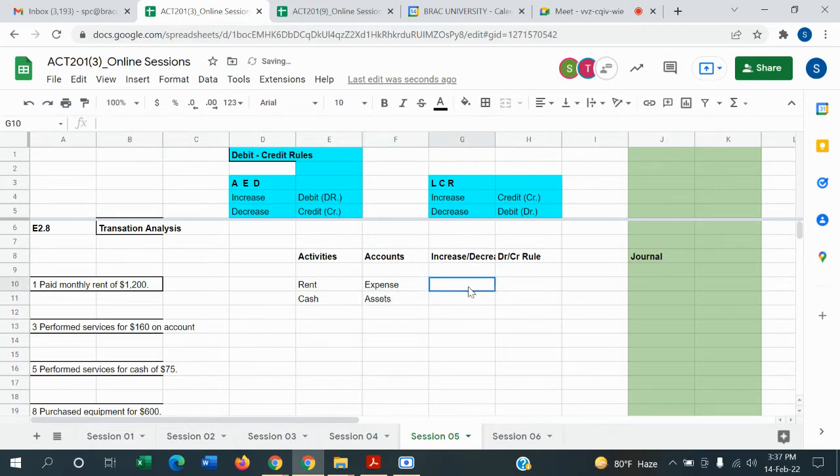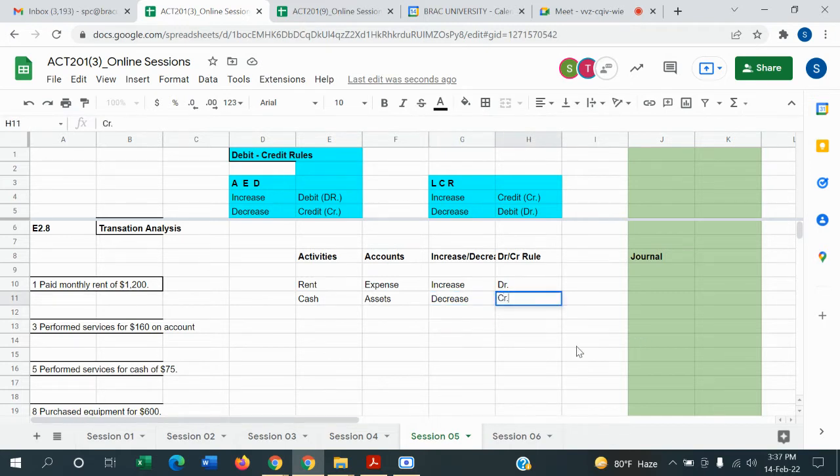And how do they change? Rent increases, cash decreases. Now apply the rules. Rent is an expense, and if an expense increases, we should debit it. Cash is an asset, and the asset decreased, so it should be credited.